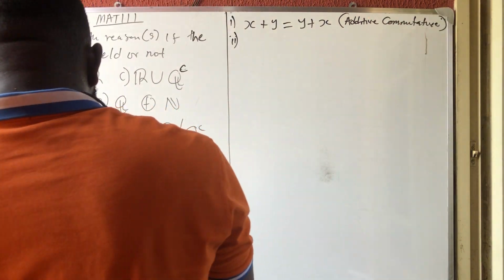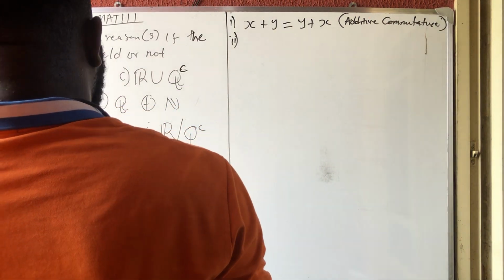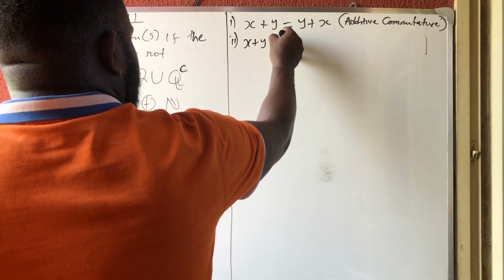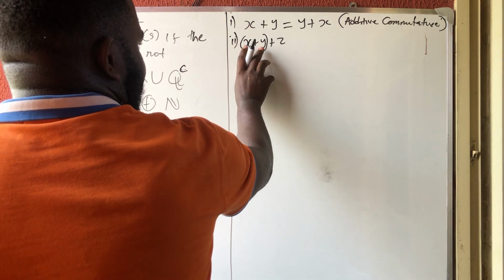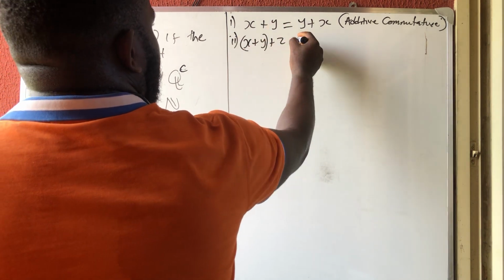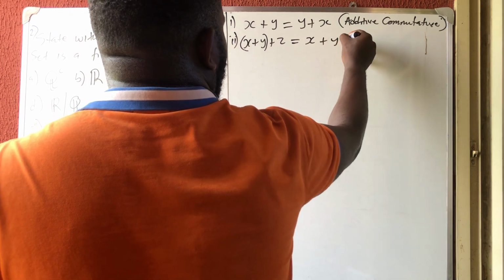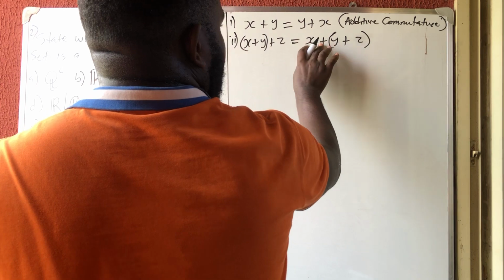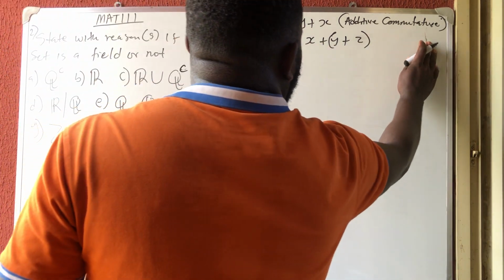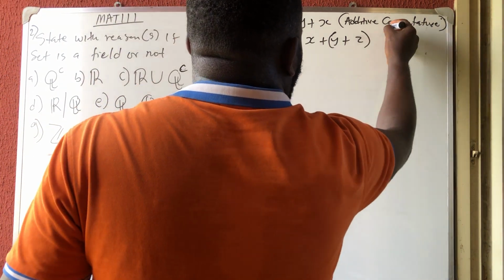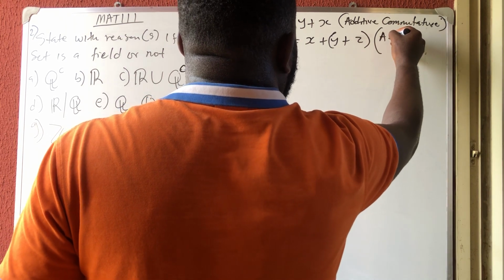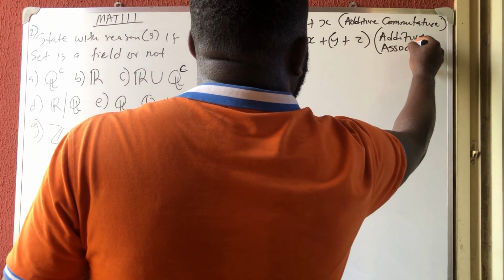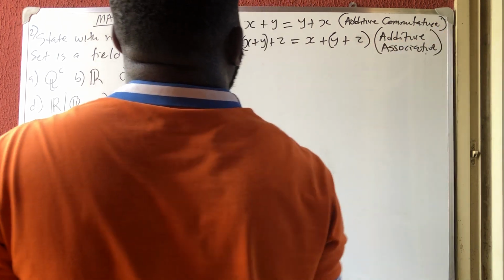Then number two is called associative. Associative means that if I have x plus y plus z, I add these two first, use the answer and add the last one. Is that the same thing as adding the last two first and then using the answer to add the first? If they are the same thing, then you pass that law, and that law is called additive associativity, because we are using addition.